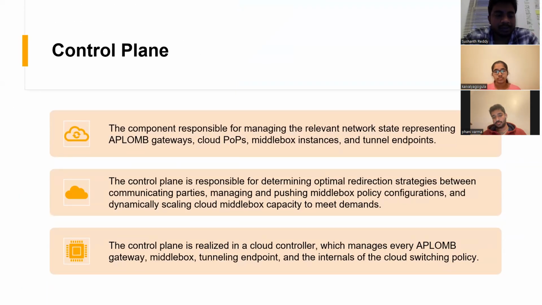The control plane oversees and manages the entire system. It's like the brain of Aplomb, responsible for configuring and coordinating the actions of the gateway and cloud-based functions. It ensures everything works in harmony.